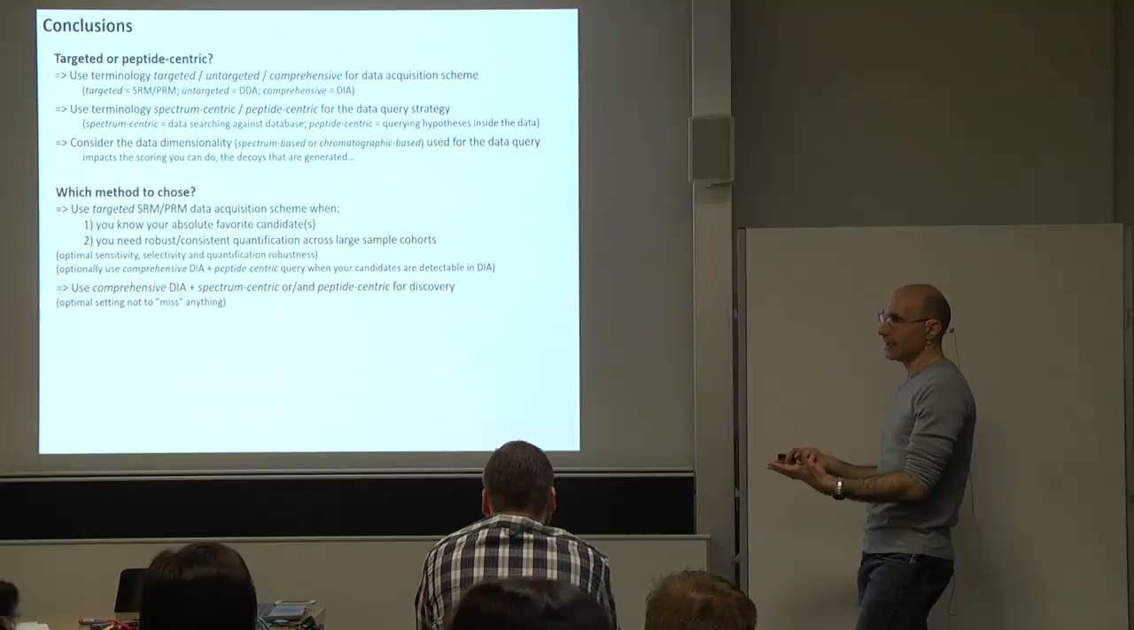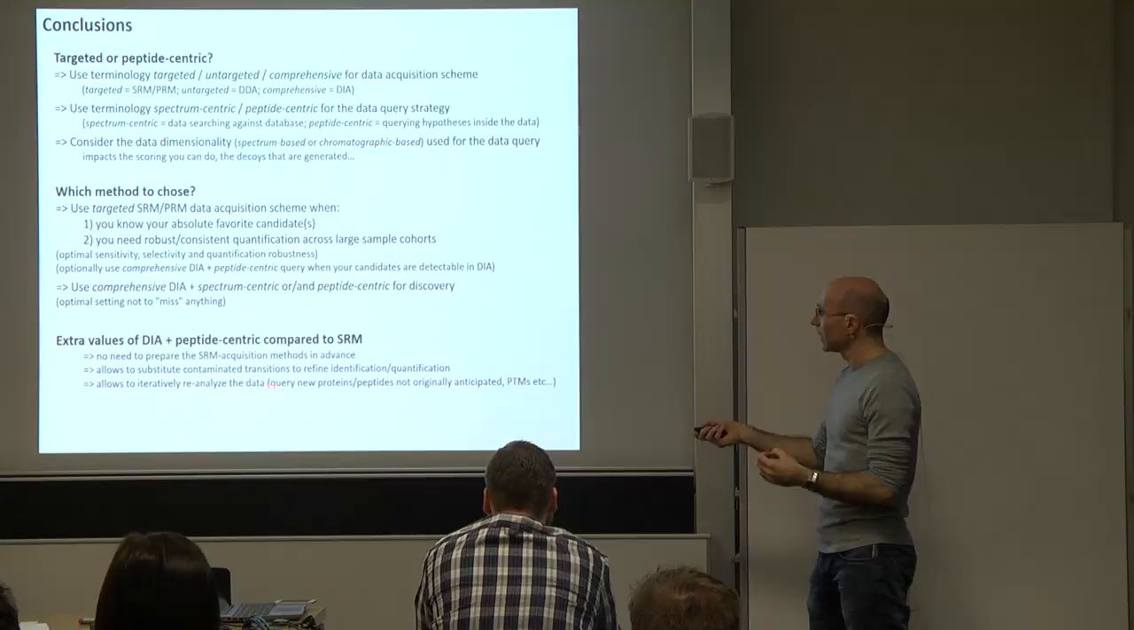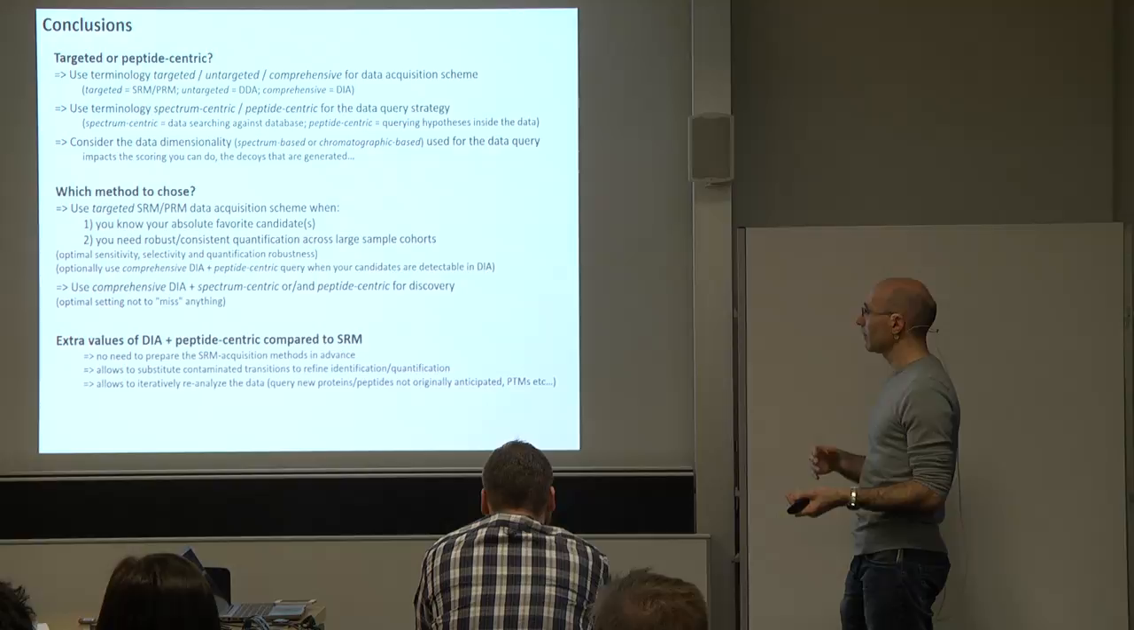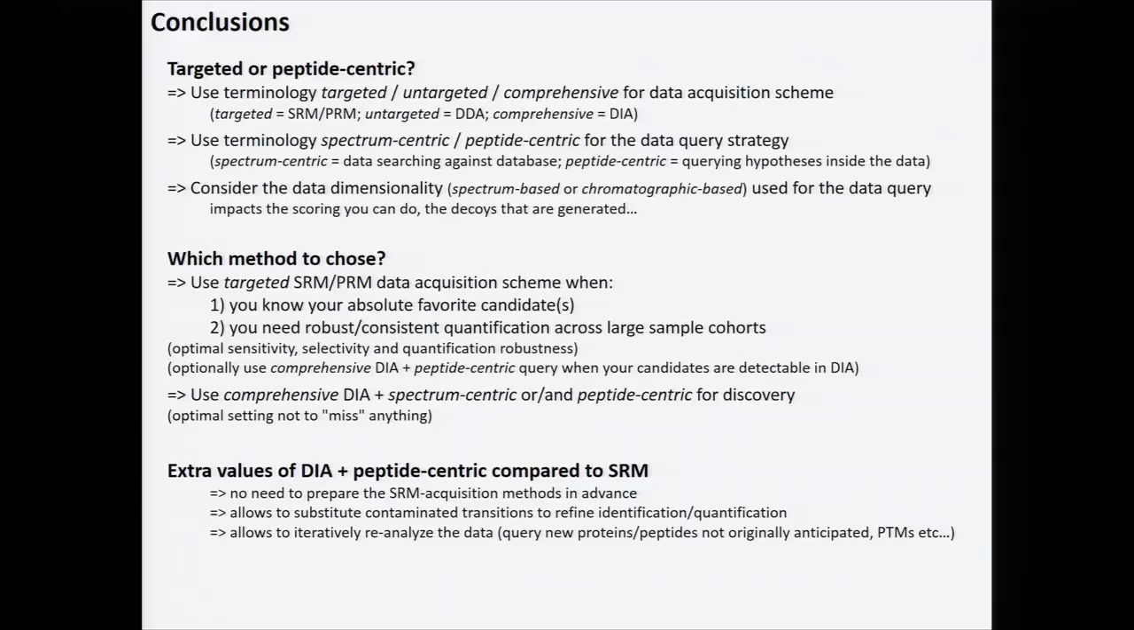So the extra value, again to emphasize, of DIA versus SRM is that you do not need to worry about the SRM data acquisition assay list in advance. You can, again on the fly, remove contaminated transitions, so if you have interferences, you can refine your identification, you can refine your quantification in Skyline, you can uncheck the different fragments that look bad to you, you can add new ones. So DIA allows you this type of reiterative analysis, and you can also ask additional questions.